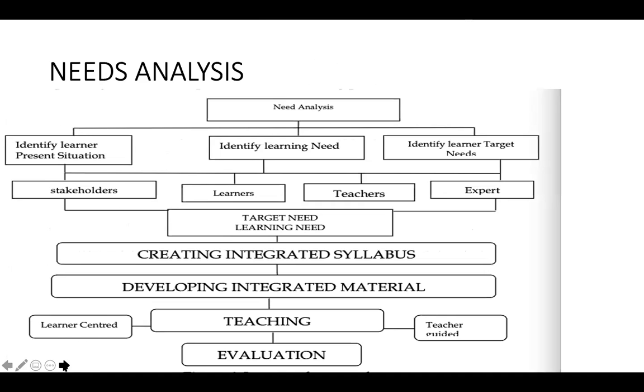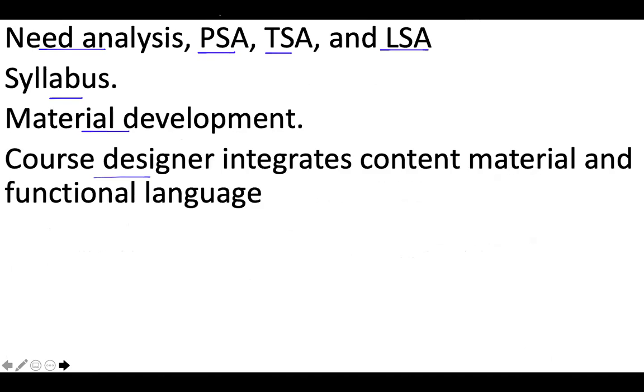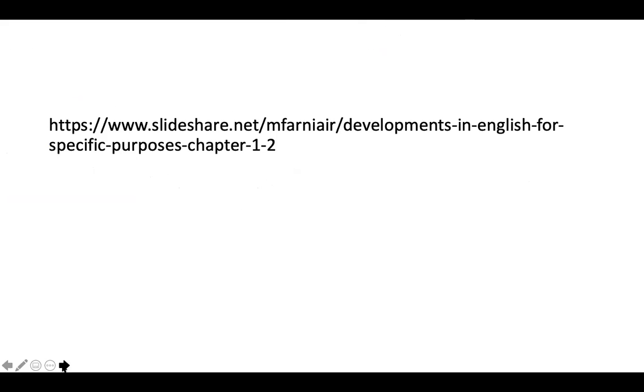So we looked at needs analysis again. So this is an example needs analysis form, a very basic one. So if you're doing a hospitality course, maybe you wouldn't have just future, you would say, what are your goals for working in the hospitality industry, for example. So this is the present situation analysis. This is the target situation analysis, and this is the language situation analysis. So those three things in the needs analysis help us work out the syllabus. From that, you work out the materials, and then the actual course designer integrates the materials and the meaningful functional language that they'd be using in their vocation or industry.